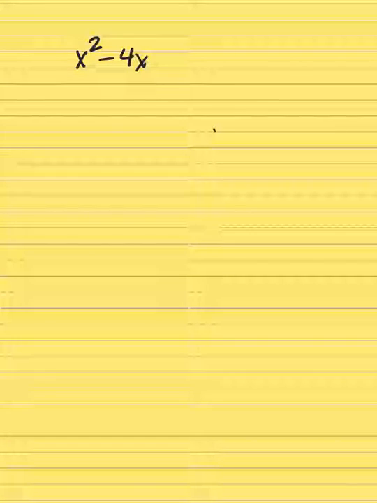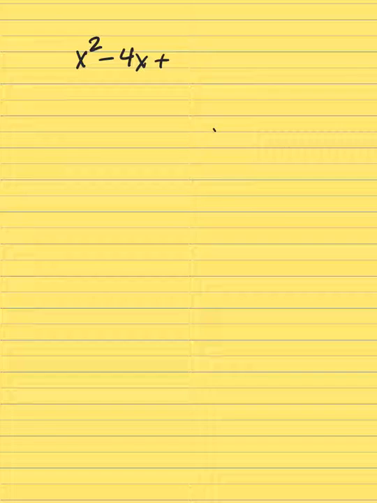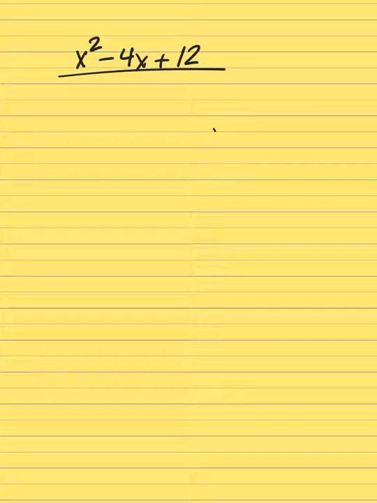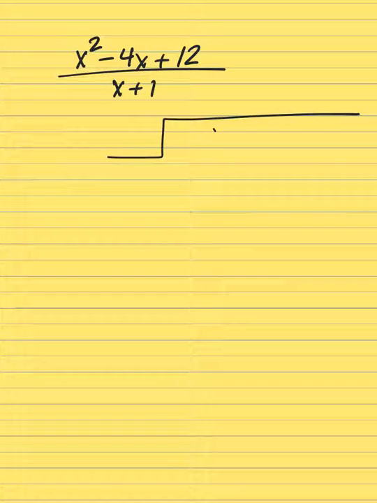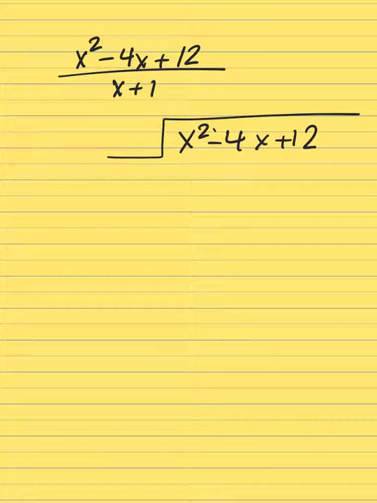Let's see. What if we did x squared minus 4x plus, I don't know, 12 divided by x plus 1. So the numerator goes inside the division sign, so x squared minus 4x plus 12. And I want you guys to notice something. Look at the order of the degrees. I have a degree of 2, a degree of 1, and then no degree, so it goes down. And then x plus 1.